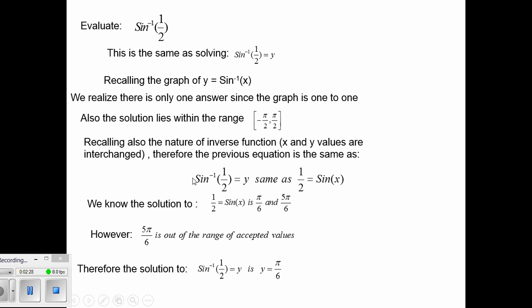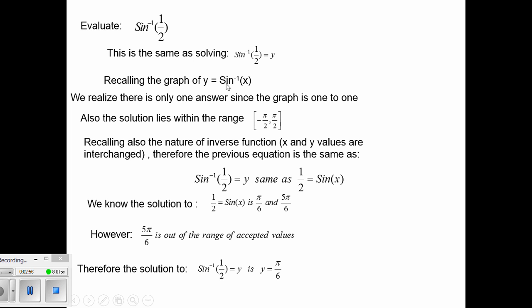Now we want to look at some computational exercises. We're going to be asked to do kind of the reverse of what we've done before. Before we had questions which were phrased the other way around. This now reads, what is the inverse sine of 1/2? That's the same as solving this equation: y is equal to the inverse sine of 1/2.